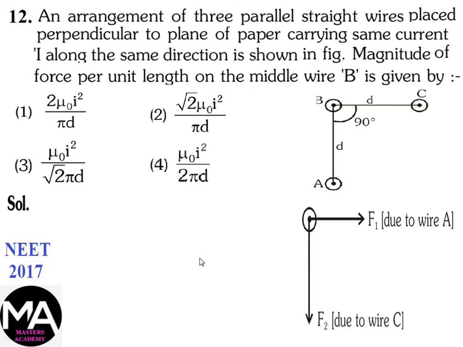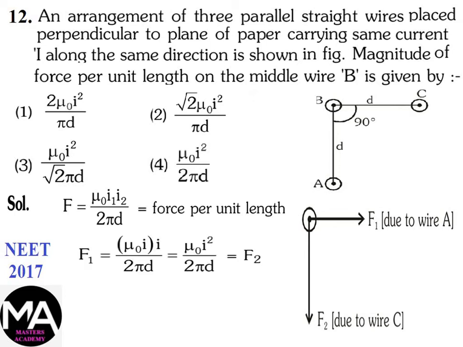So, now, here, A, B and C are the 3 wires. Here, you have to calculate the magnitude of force per unit length on the middle wire B. Now, on the middle wire B, the forces will be acting outwards. That is F1 due to wire A and F2 due to wire C. Now, F is equal to mu naught into I1 into I2 by 2 pi d. It is force per unit length. Since they are carrying the same current, I1 and I2 are equal to I.